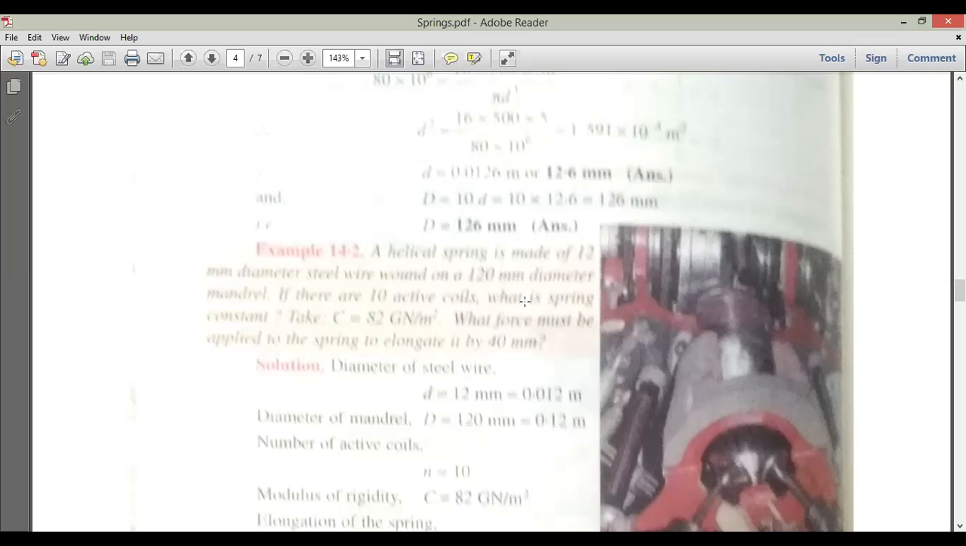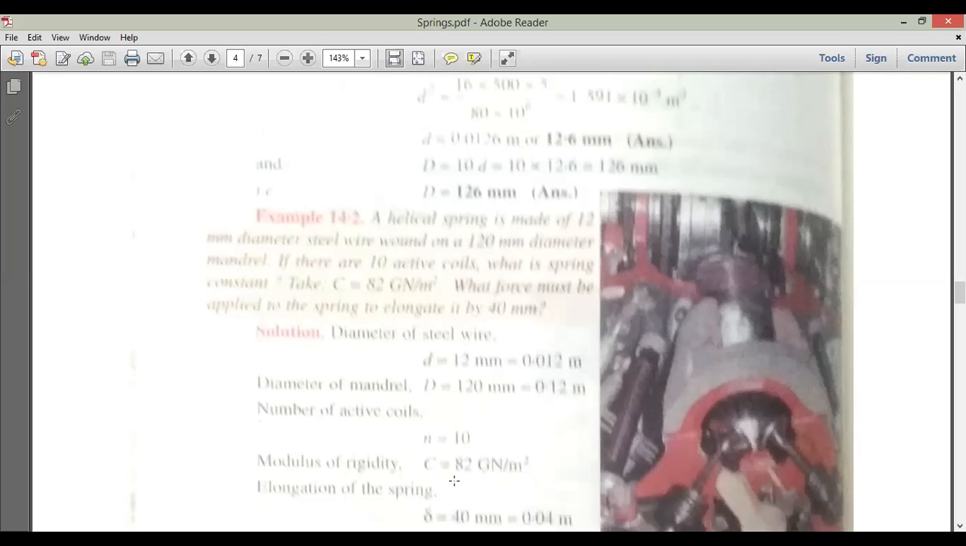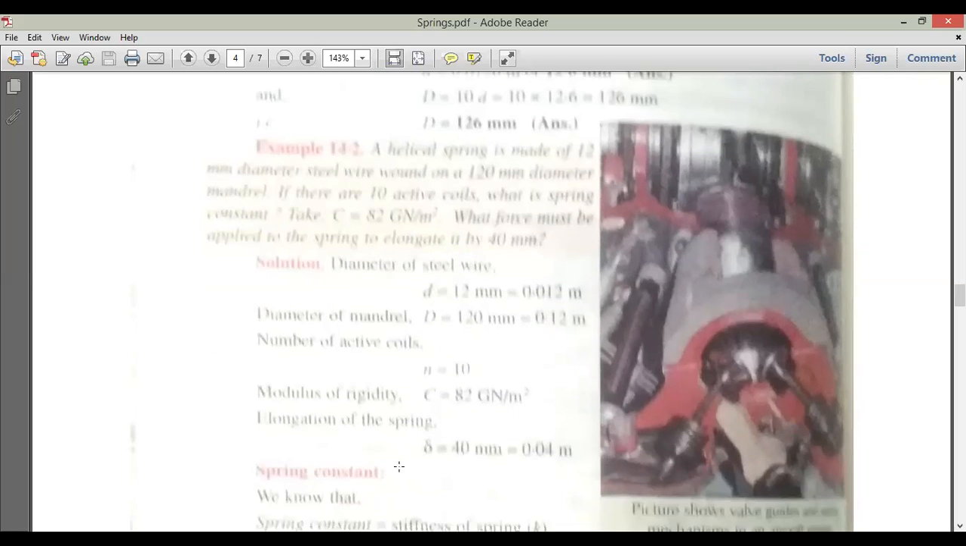So that is given as capital D. Now we know the diameter of the mandrel, number of active coils n equals 10, modulus of rigidity C equals 82 giganewton per meter square. Elongation of the spring delta is given. So there are 10 active coils. What force must be applied to the spring to elongate by 40 mm? Delta is given as 40 mm, so 40 mm is 0.04 meter.